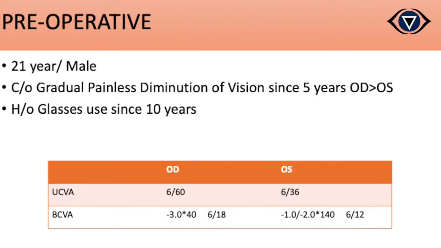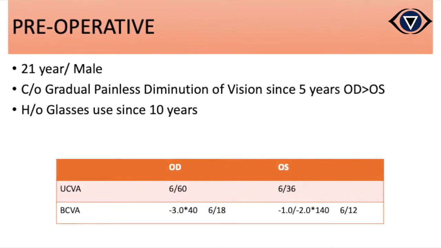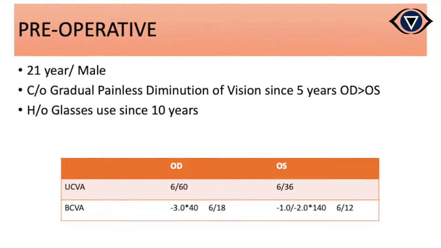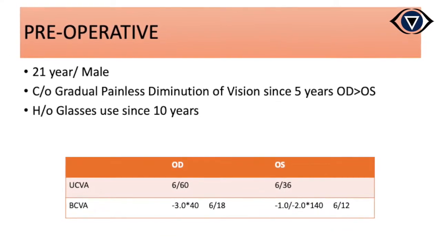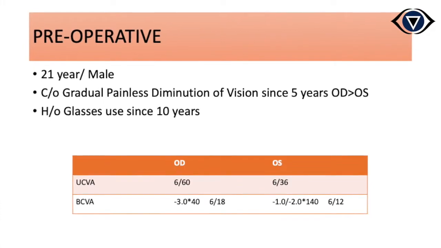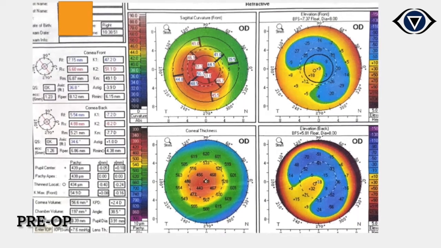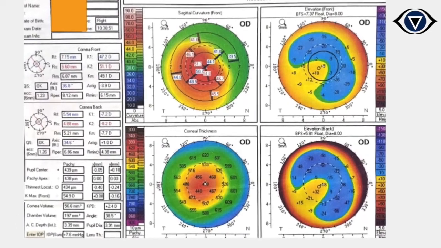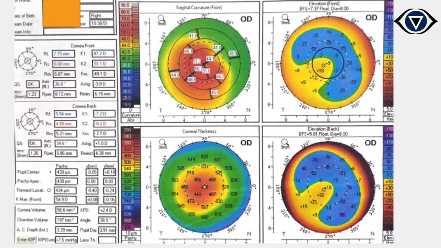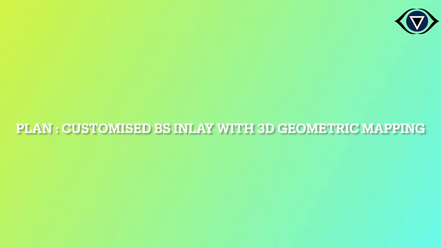So here we present a case of a 21-year-old male who presented with complaints of gradual painless diminution of vision since 5 years in right eye more than left eye. Best corrected visual acuity was 6/18 in right eye and 6/12 in left eye. This was the tomography of the right eye, which shows thinnest pachymetry of 434 micron and steepest keratometry of 55 diopters. So this patient was taken up for customized BS inlay with 3D geometry mapping.